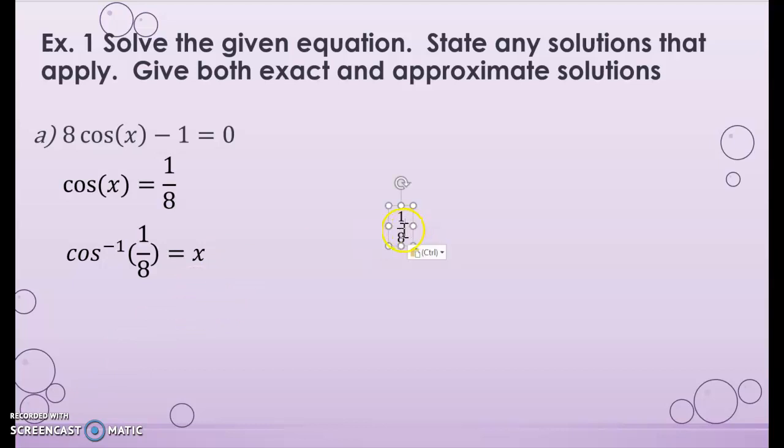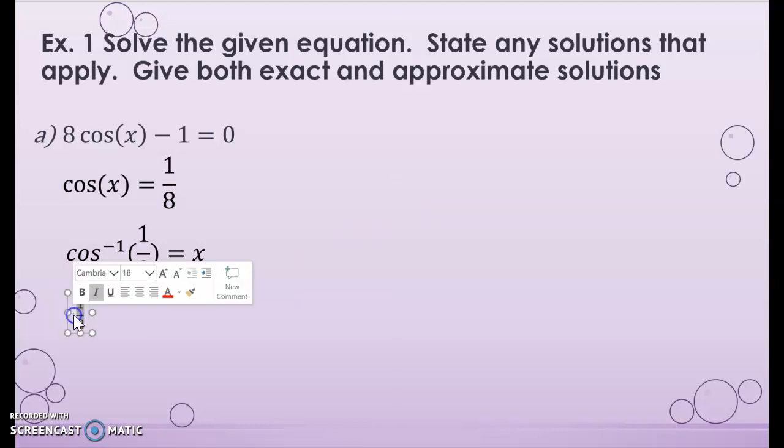Keep in mind, it is an approximate answer, so we have to use the approximate sign. Again, let me make these slightly bigger. Okay, so x is going to be approximately, for those of you who are using your scientific calculator, you're going to get 1.445.